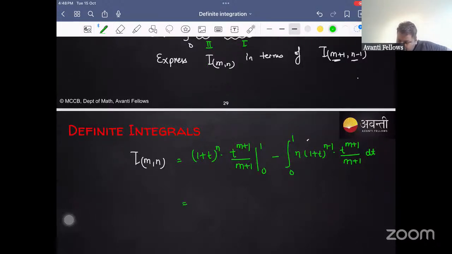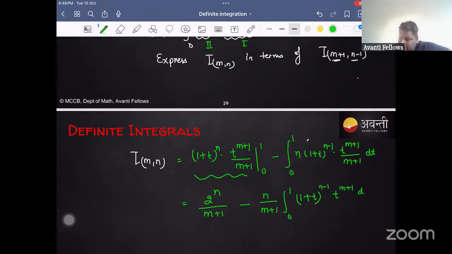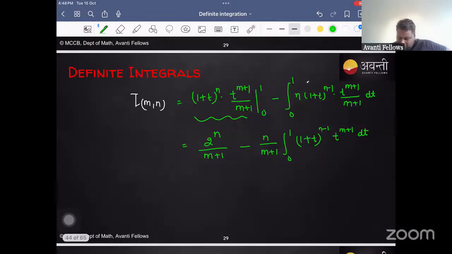So now here, put the upper limit. It is 2 to the power n upon m plus 1 minus 0. Got it? Minus n upon m plus 1, limit 0 to 1, 1 plus t to the power n minus 1 t to the power m plus 1 dt. So that's it. I m n is 2 to the power n upon m plus 1 minus n upon m plus 1 I m plus 1 comma n minus 1.